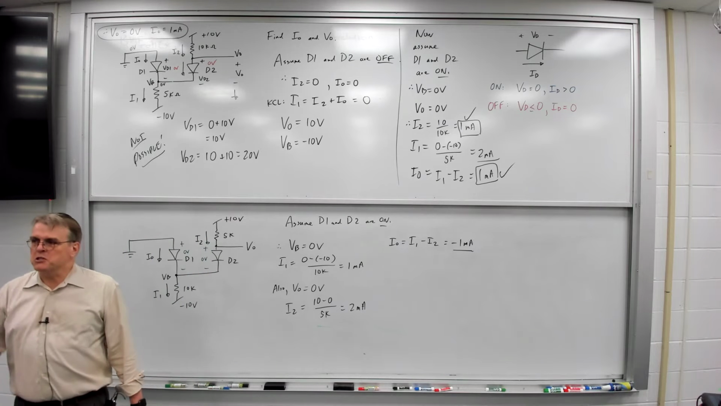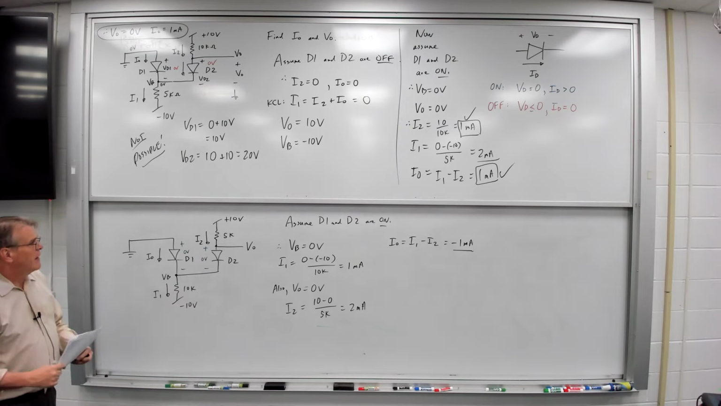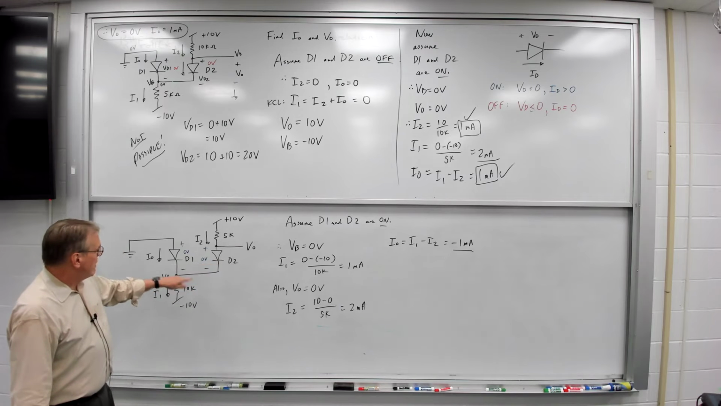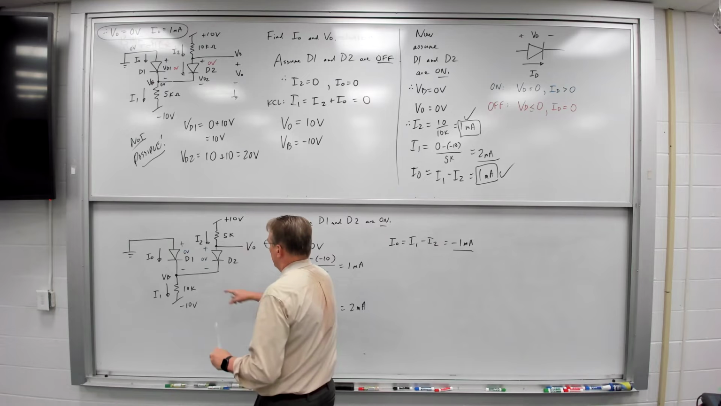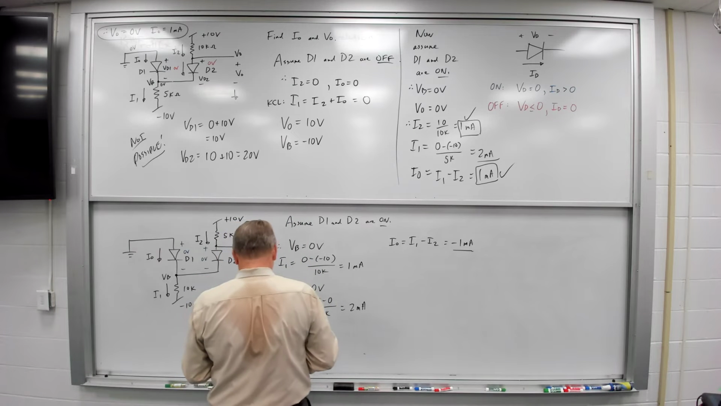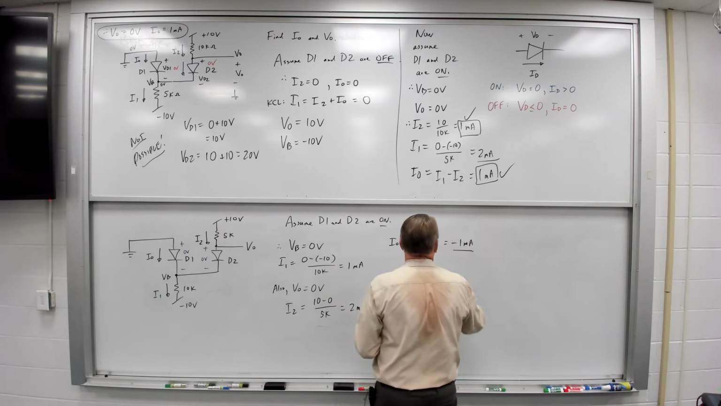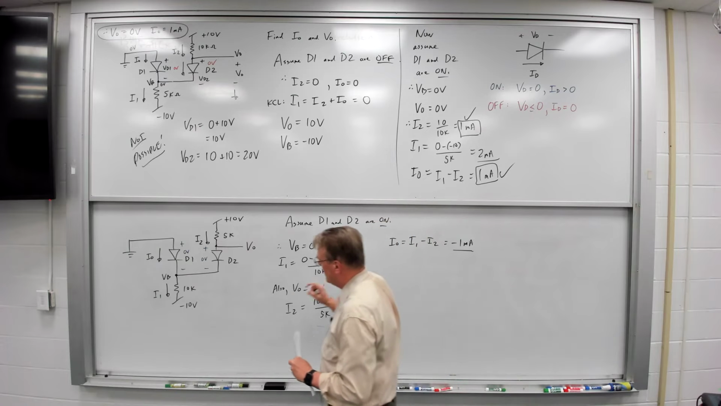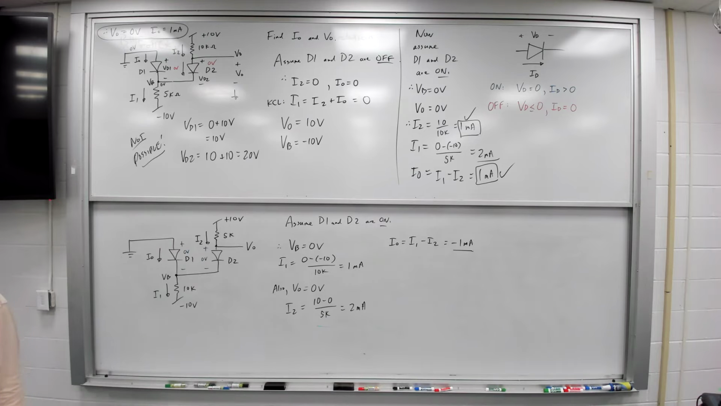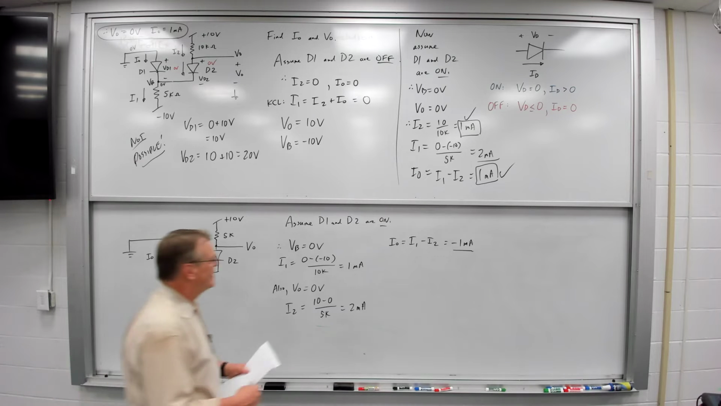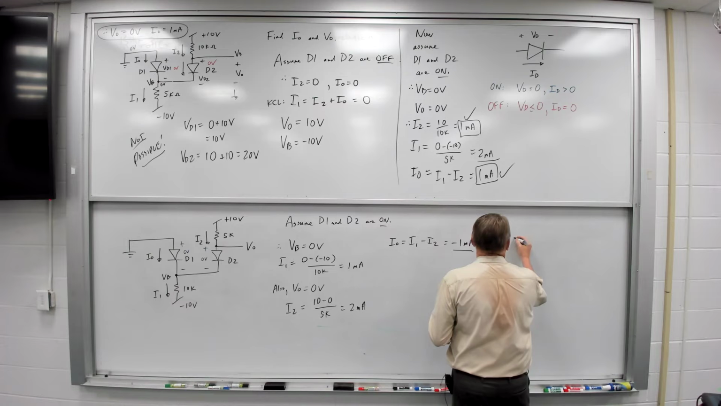Okay, let's check our boundary conditions. If they're both on, for D1, I0, pardon me, is equal to minus 1 milliamp. Is D1 on? Nope, not possible. It can't be on.